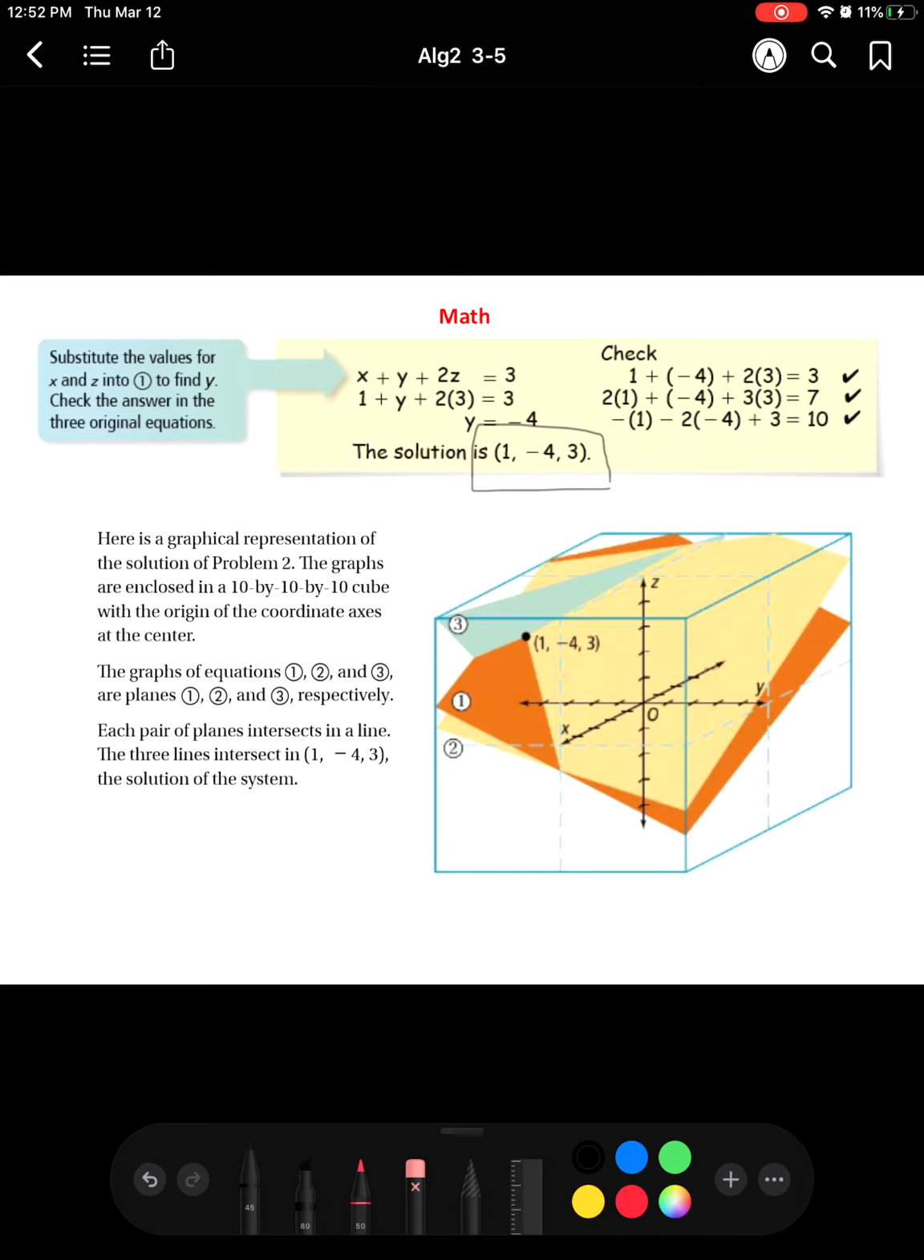To make it more close to your mind, what's the meaning of intersection of 3 planes? This figure shows you that using a graphing calculator, they drew the 3 equations, which is 1 and 2 and 3, and they found that this point, which is 1, negative 4, 3, which is our solution, is the intersection point between the 3 of them.